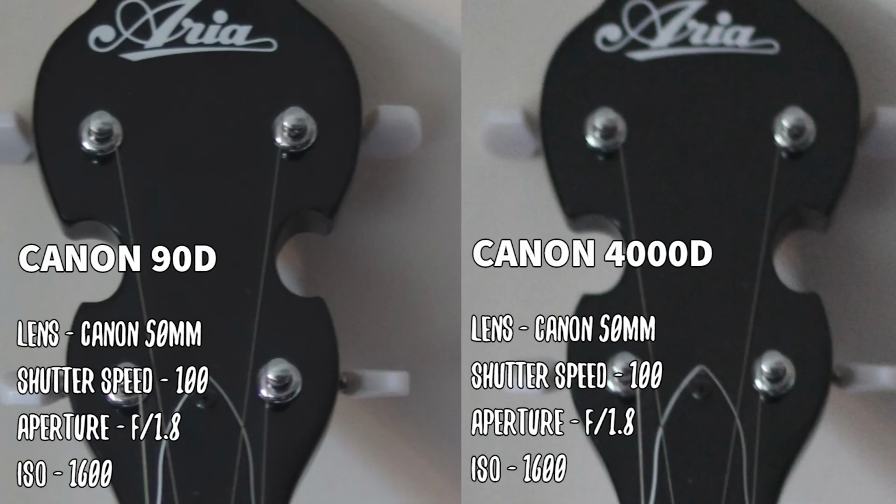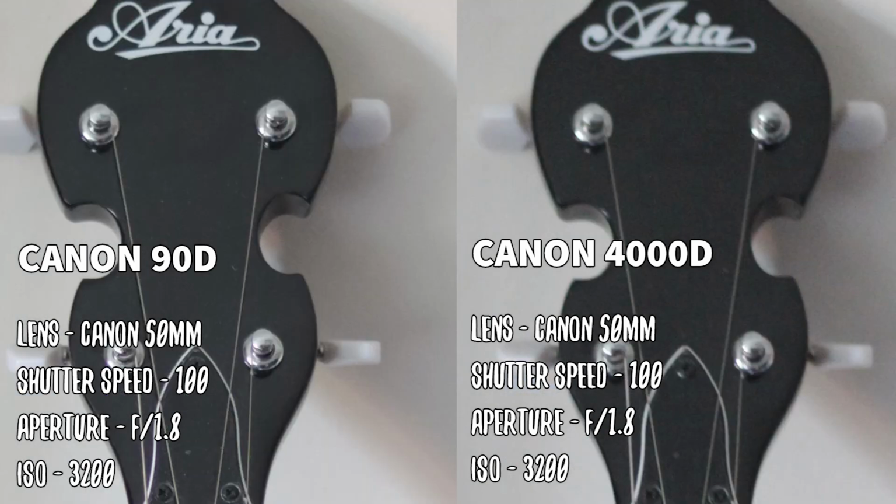So I've got the first comparison on the screen now. Basically what I did was took a picture of a banjo headstock, because that's what I have, and all the settings are the same on both cameras, same lens, shutter speed, aperture, ISO, as you can see there. The only difference is the camera. Now, if you have a look at the black of the banjo headstock, you have to forgive the focusing on the 4000D. Its autofocus is not as good as the Canon 90D. But if you look at the black, you can notice on the 4000D, there's actually a bit more grain than on the 90D.